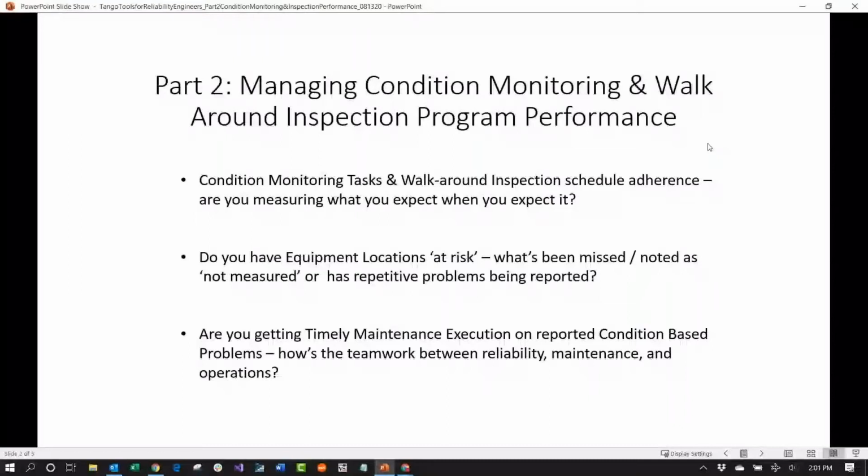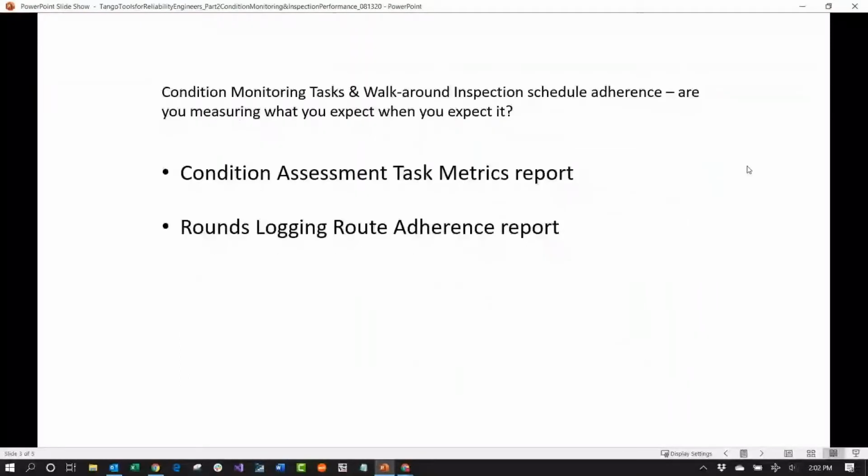Are you actually getting the follow-up and teamwork that you would like to get from reliability, maintenance, and operations, so that when these condition-based problems are being reported, timely follow-up is occurring and you're helping achieve one of the primary goals of eliminating your failures and service issues. So with that, we're going to cover about 8 reports, and I've got PowerPoint slides, and we're going to be working a lot more in live databases that we have permission to show you.